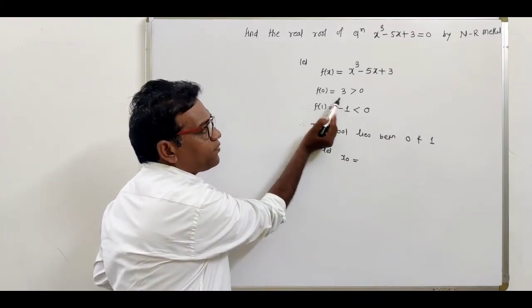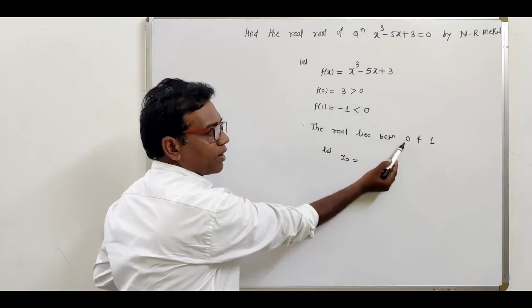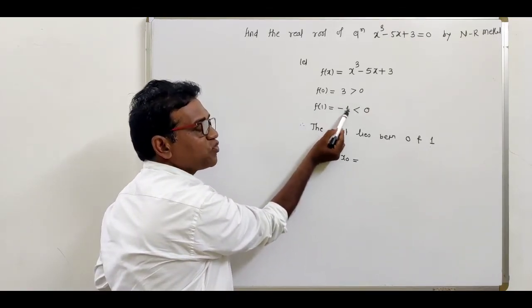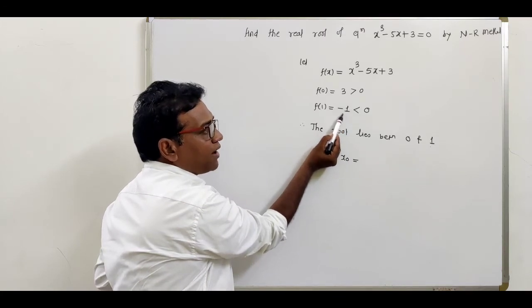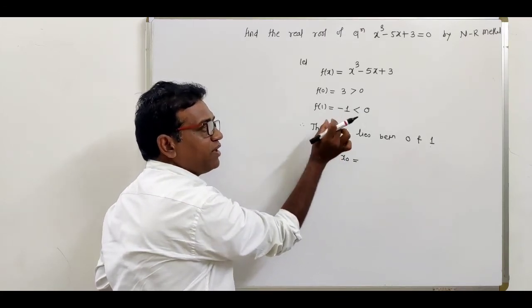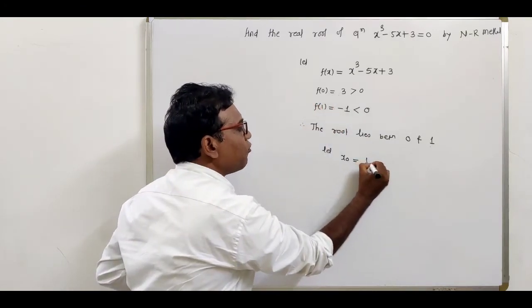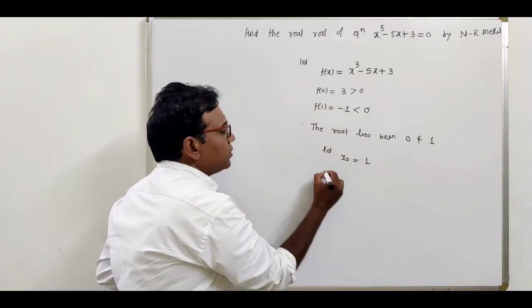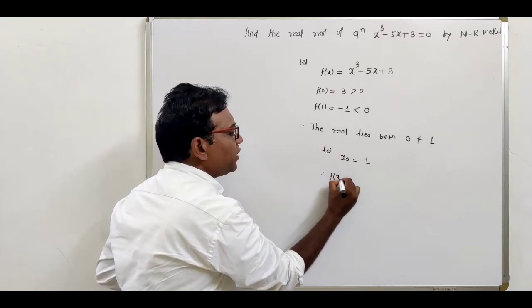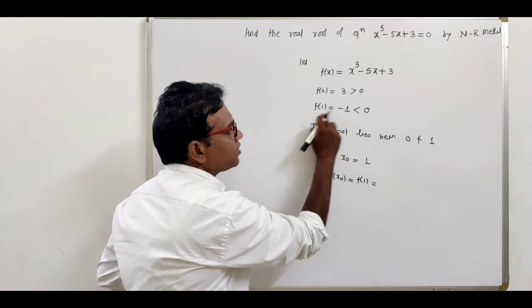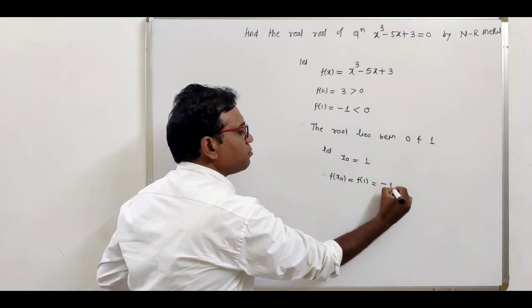The functional value f of 0 is 3, and the functional value of f of 1 is minus 1. Now this minus 1 is very, very close to 0. So let us choose this x0 as 1. Find out the functional value f of x0, so this is f of 1. What is f of 1? This is minus 1.